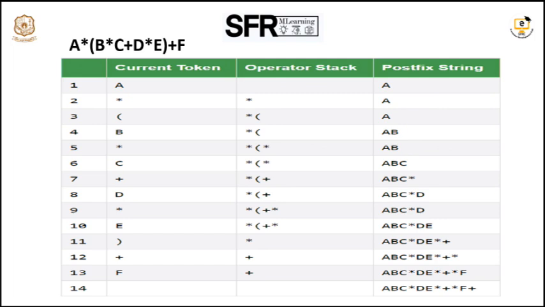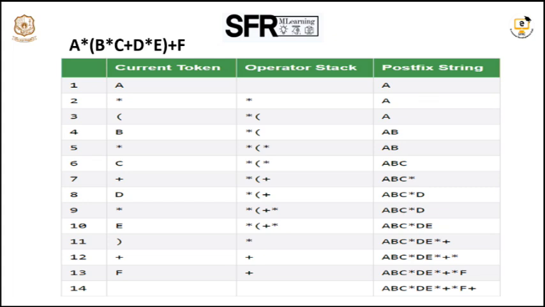The next character scanned is D and it will be output to the postfix string, and the next character scanned is star. As it is higher than the already existing operator plus, it will be pushed onto the stack. And the next character scanned is E, it will be output to the postfix string.